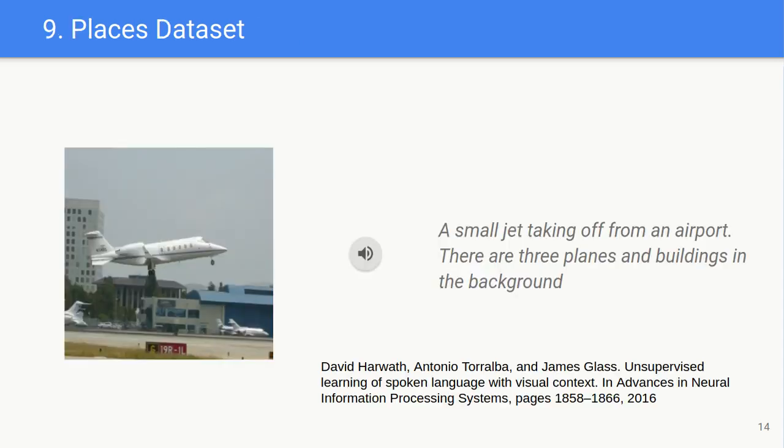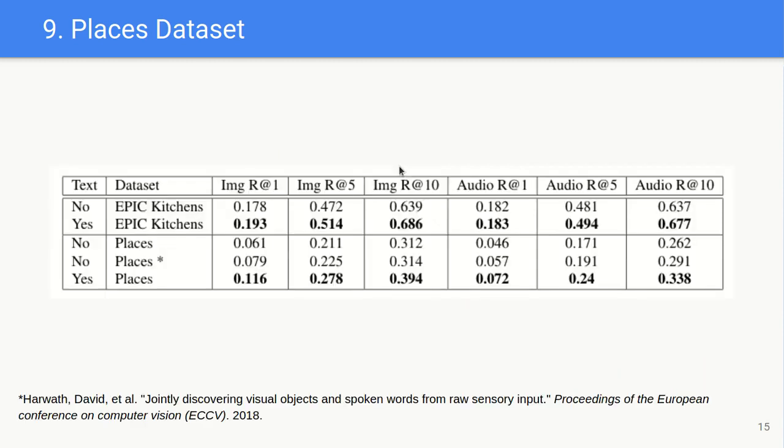We also try it on the Places dataset. This is much bigger and contains many more complex utterances. For example, this one. A small jet taking off from an airport. There are 3 planes and buildings in the background. And we also improve the performance with respect to the published baseline and our replication of the same experiment.